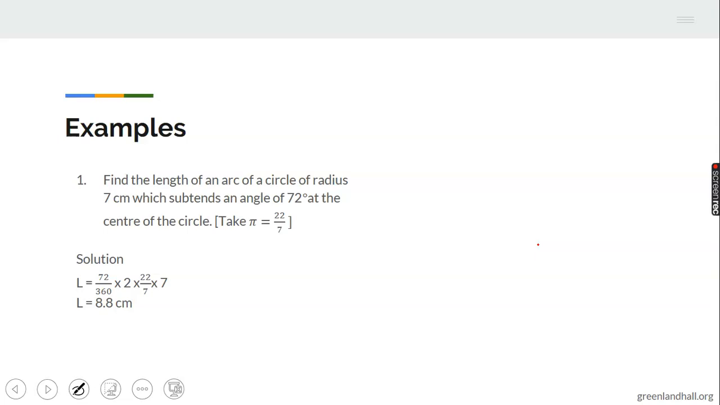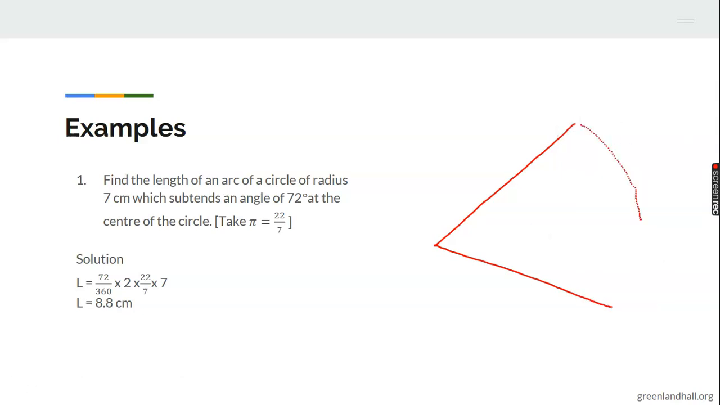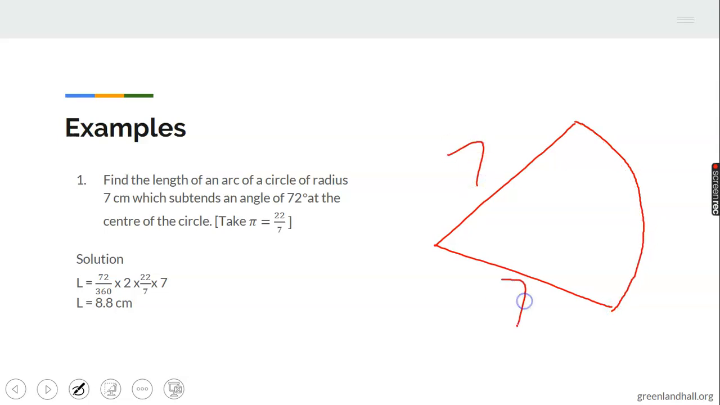Example: find the length of an arc of a circle of radius 7, which subtends an angle of 72 degrees at the center of the circle. So this is the diagram. This is the arc we want to look for. This is the radius, 7 cm. This is the center of the circle. We have 72, that's the angle at the center.